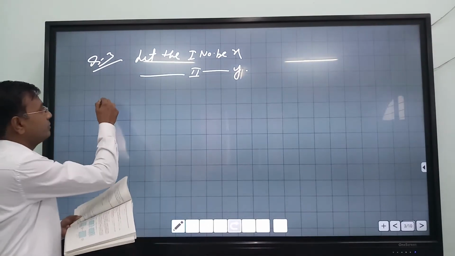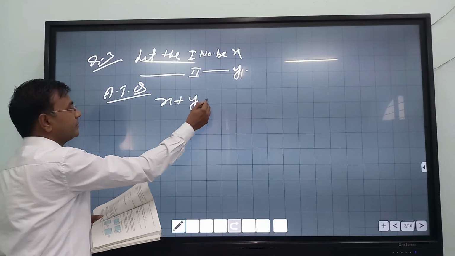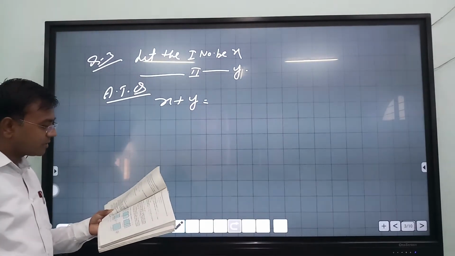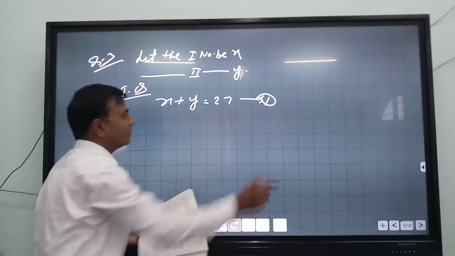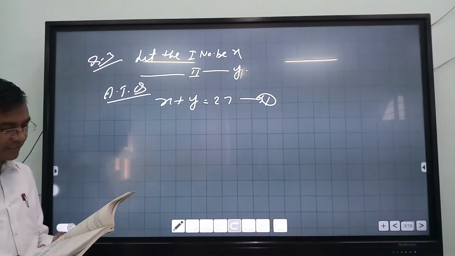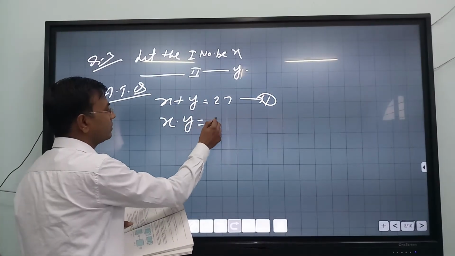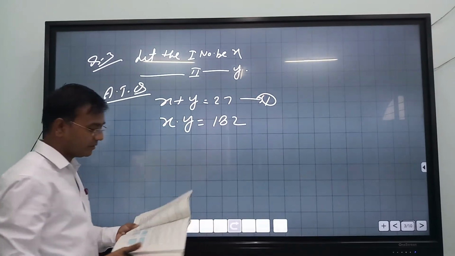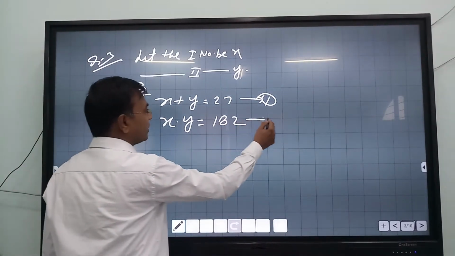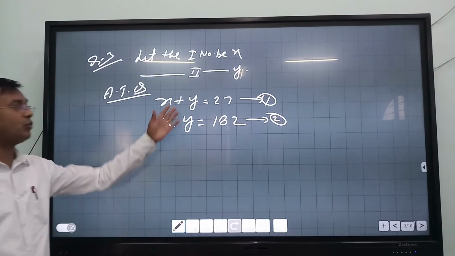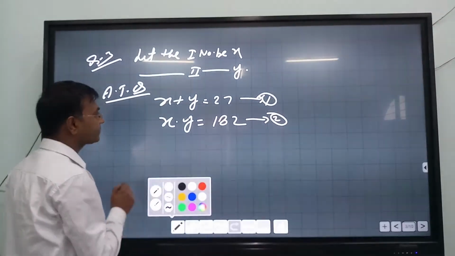According to the question, the sum of the numbers, that is x plus y, equals 27. This is equation first. And second, the product is 182. Product means x into y equals 182. Clear? Equation number second. So we have two equations and we have to solve these equations, right?